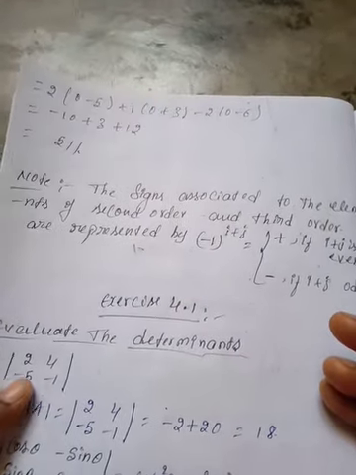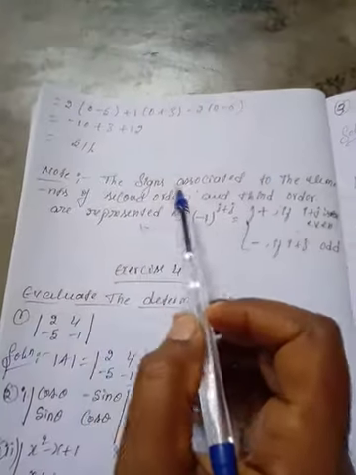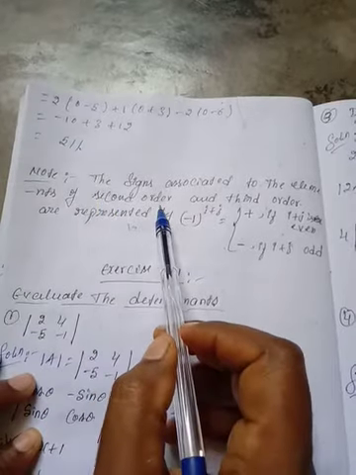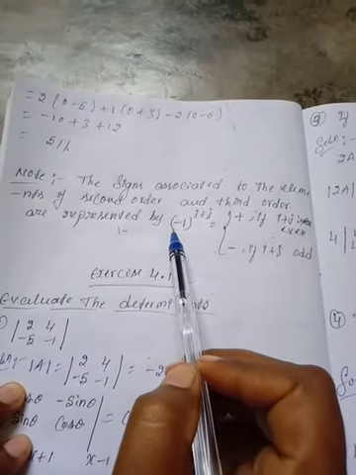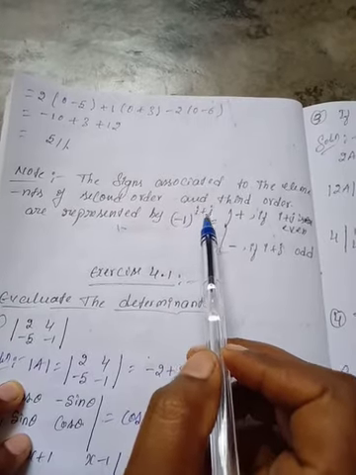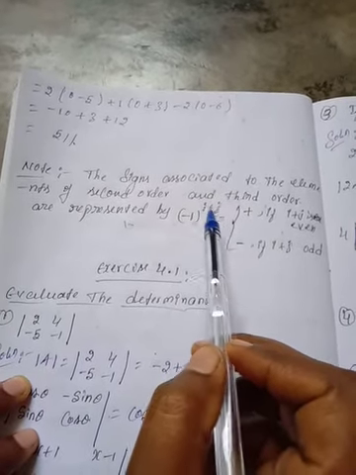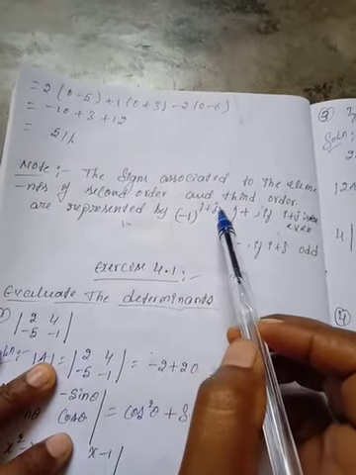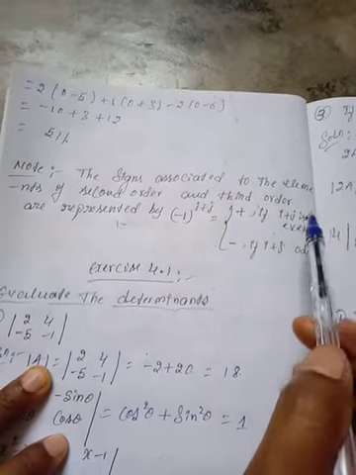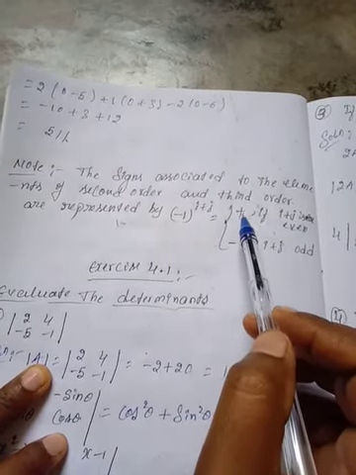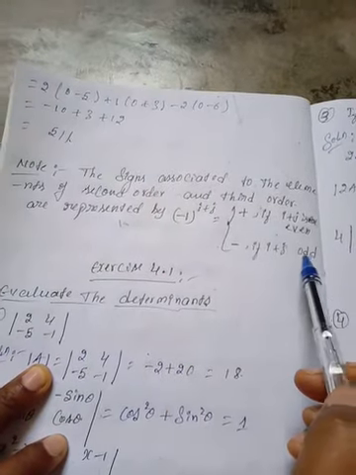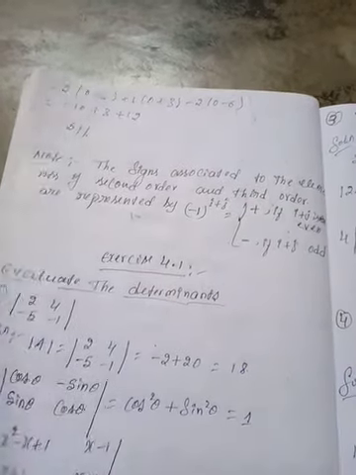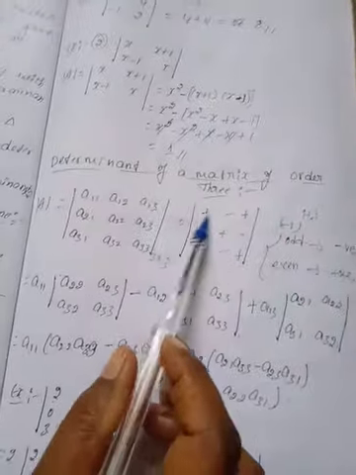Next, see here, I already explained this note point. The signs associated with the elements of second order and third order determinants are represented by minus 1 to the power i plus j, where i and j are the row and column of the element. If you add i plus j and get an even number, then your sign is plus. If you add i plus j and get an odd number, then your sign is negative. Like that we need to take the signs plus, minus, plus.